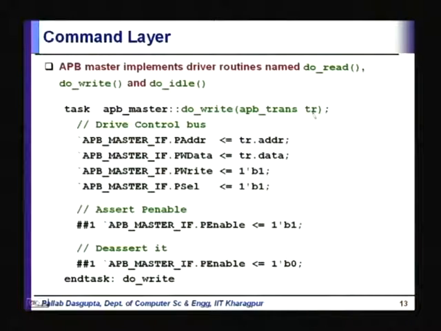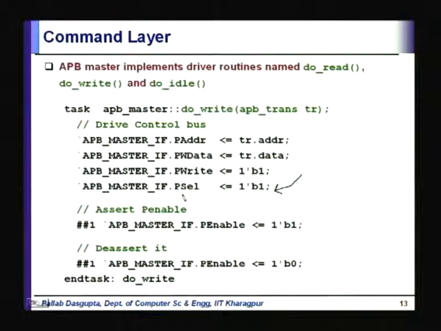Okay. So now what is this doing? This is first saving that in some structure. Okay. Then what is it doing? After one cycle, #1, it is driving the APB master interface dot PENABLE to 1'b1. So that means it is raising PENABLE. PSEL became high here itself. The interface PSEL became high here itself.